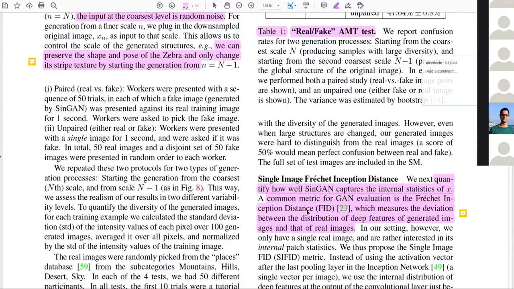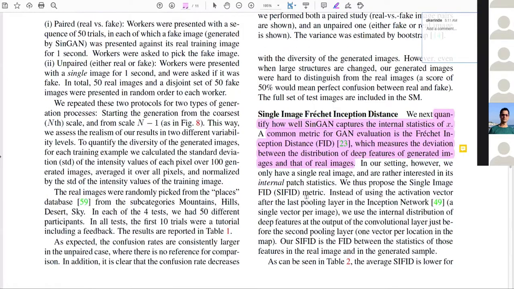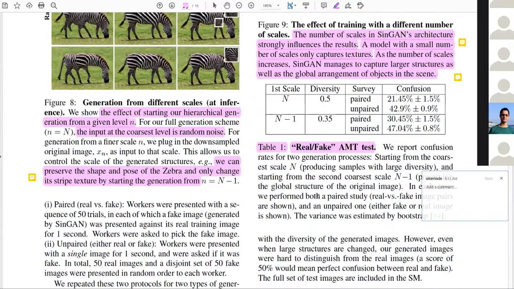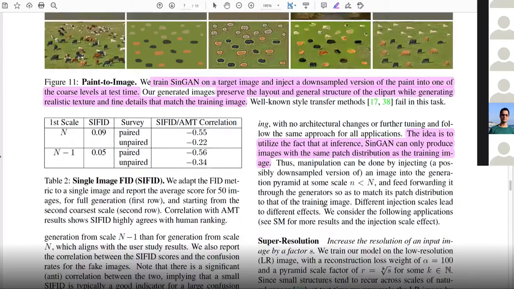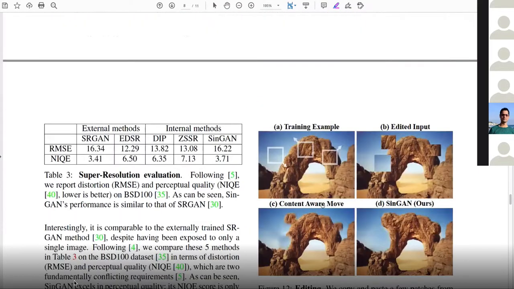They also use Amazon Mechanical Turk to do some quantitative analysis. And I think that's about all I have to say.